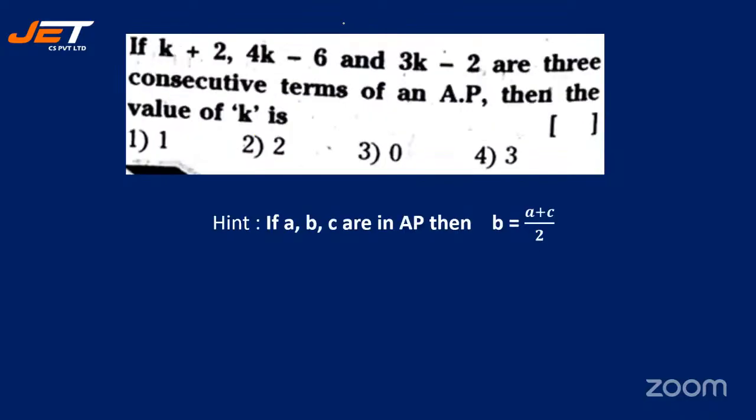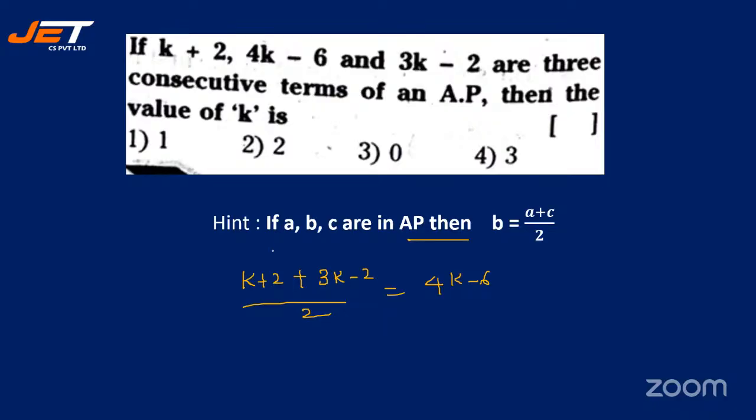If k plus 2, 4k minus 6 and 3k minus 2 are 3 consecutive terms of an AP, then you need to find out the value of k. So if it is going to be AP, then we know that B is equal to A plus C by 2. So here what is A? k plus 2. What is C? 3k minus 2, by 2. What is B? 4k minus 6.